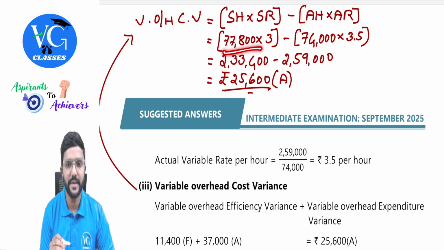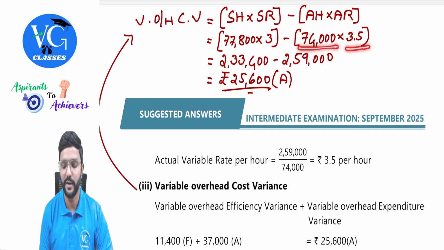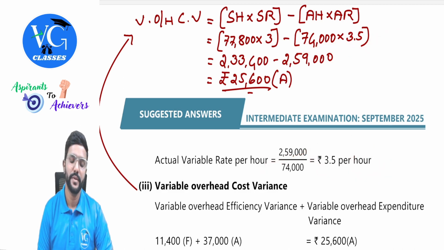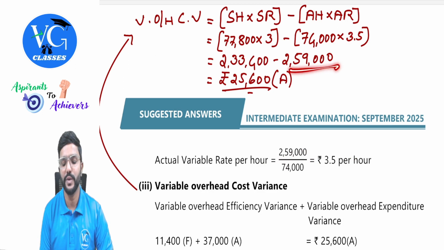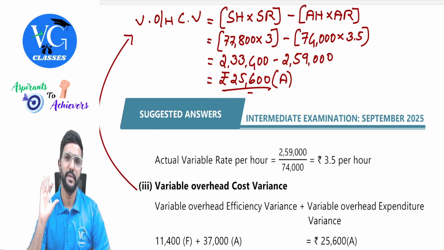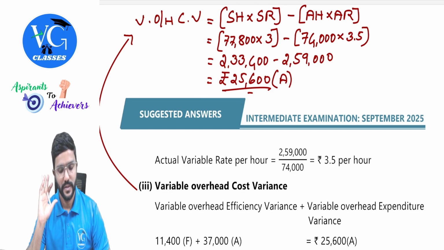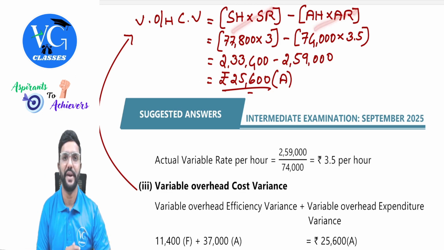So standard hours is 77,800 into 3, minus actual hours 74,000 into actual rate, which we already got as 3.5. So 2,33,400 minus 2,59,000. You will get 25,600 adverse. So this we also call observed overhead minus actual overhead.